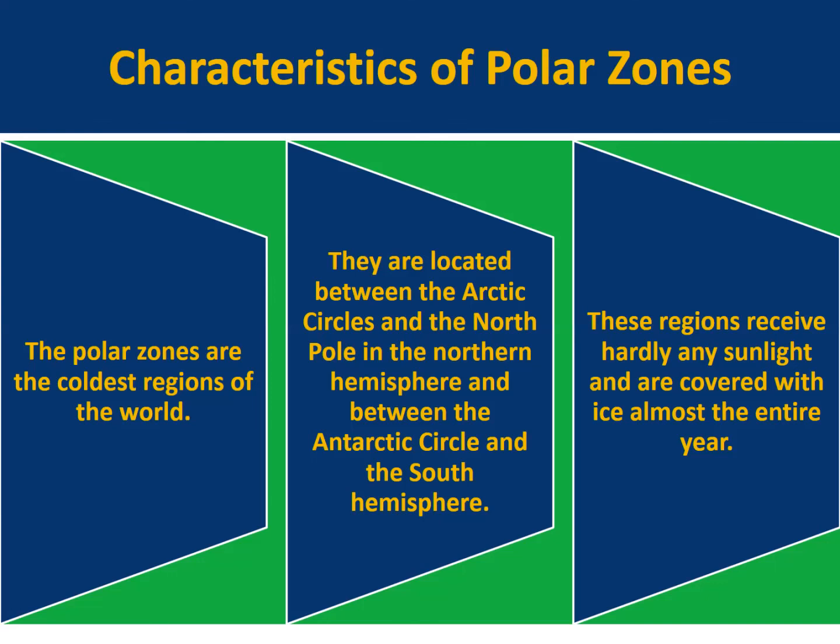These regions receive hardly any sunlight and are covered with ice almost the entire year. So that's how the polar zones are totally different from the tropical and the temperate zones.